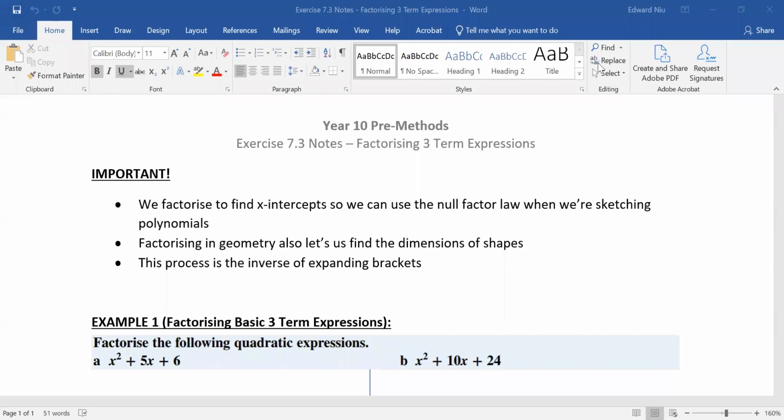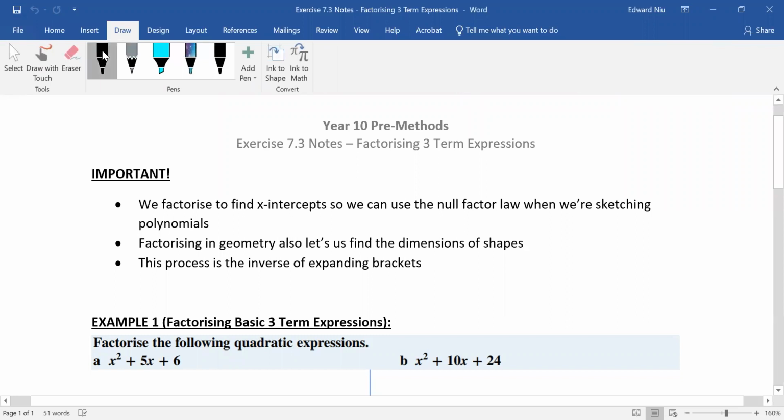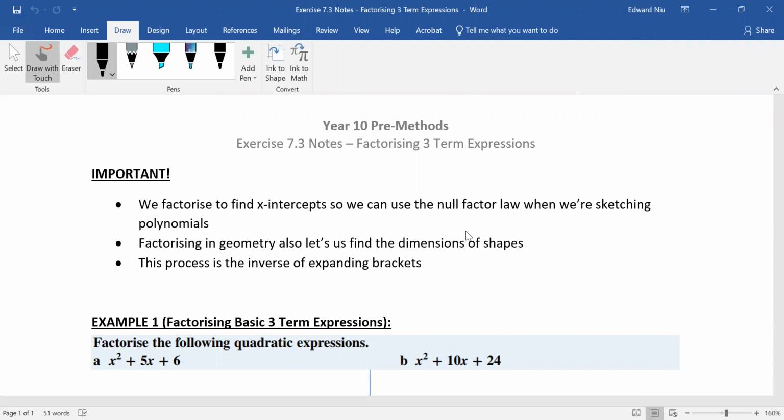In exercise 7.3, we take a look at factorising three-term expressions. Before we begin, it's important to understand that we need to factorise to find x-intercepts, so we can use the null factor law when we're sketching parabolas and in future exercises. In geometry too, it lets us find the dimensions of shapes. And lastly, this is the inverse process of expanding brackets.